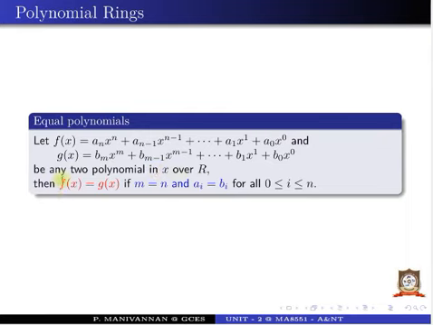Then f of x equal to g of x, that is, the two polynomials are equal, only if m equal to n. That means the maximum powers must be equal, m equal to n, and also every coefficient must be equal. So a i equal to b i for all 0 less than or equal to i less than or equal to n. Then the two polynomials are called equal polynomials.